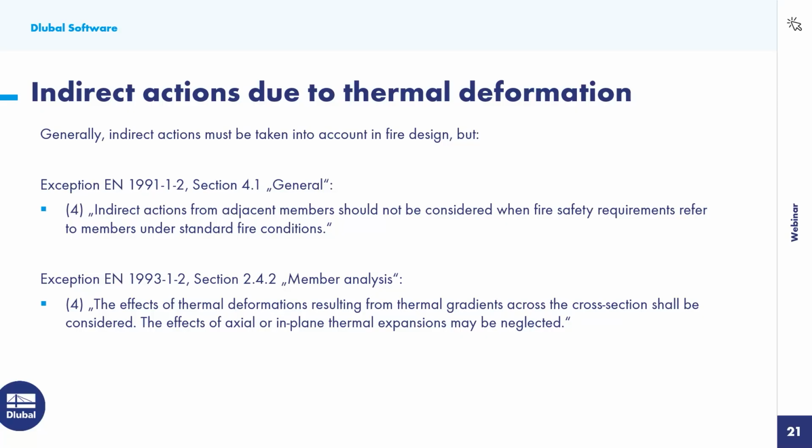In Eurocode 1, part 1.2, section 4.2.1, it is written that indirect actions from adjacent members should not be considered when fire safety requirements refer to members under standard fire conditions. And then there is also the clause in Eurocode 3, part 1.2, section 2.4.2, that the effects of thermal deformations resulting from thermal gradients across the cross-section shall be considered. The effects of axial or in-plane thermal expansion may be neglected, though.